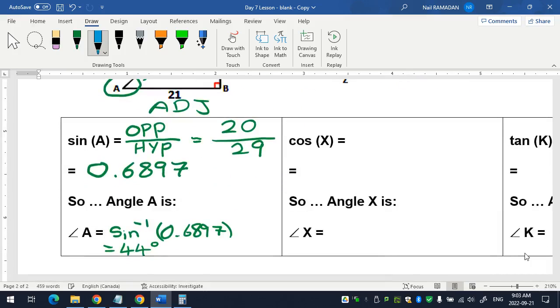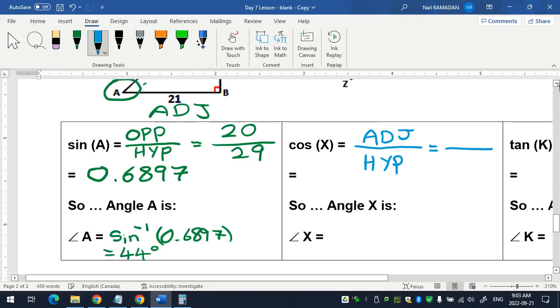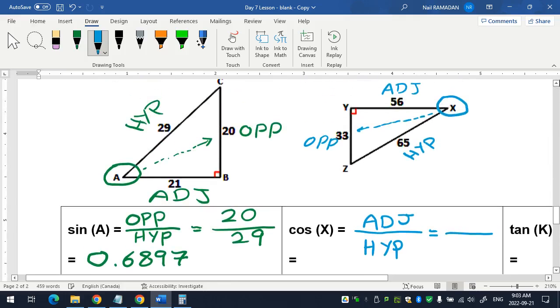The fraction, I'll stand right here. As Haley perfectly said, ADJ over HYP. All right, let's look at the numbers on the diagram. Which is which? How long is the ADJ? 56, thank you. How long is hypotenuse? 65. Just a coincidence that the numbers are flipped.